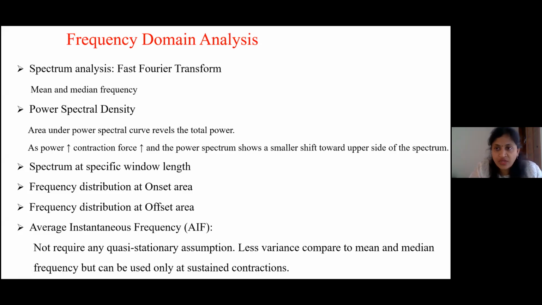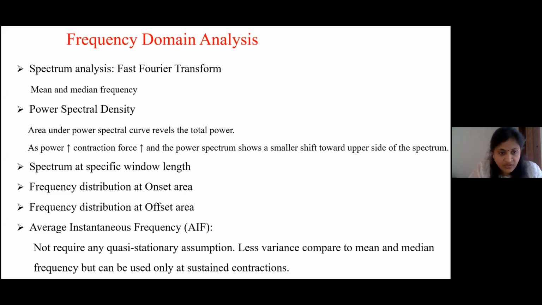Spectrum at a specific window length. Like in the onset detection algorithm, we divided our signal with a window length of 20 samples, or 15 samples. Here also, you can divide your EMG spectrum into segments of a specific length, and you can analyze those segments individually. That also can be done.